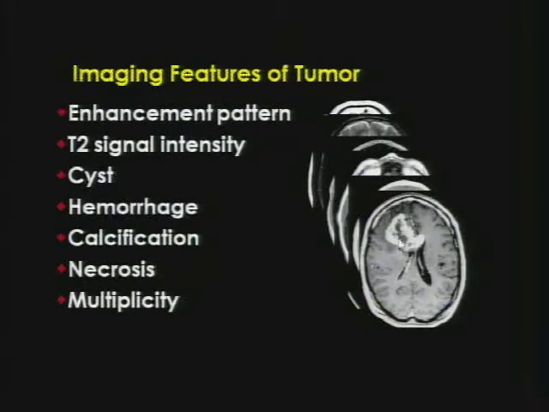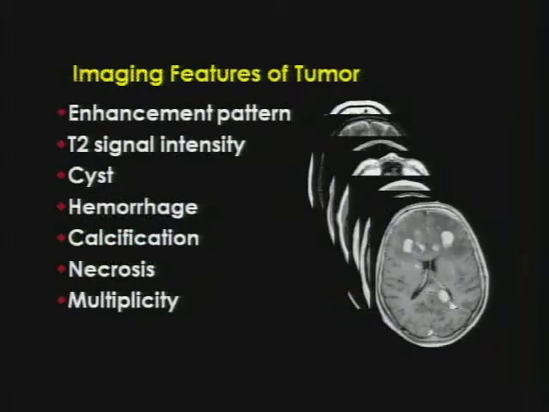When you see a mass that has a thick rind of enhancement with central necrosis, you're dealing with a very malignant tumor. This happens to be glioblastoma.